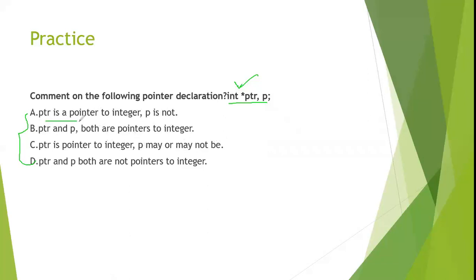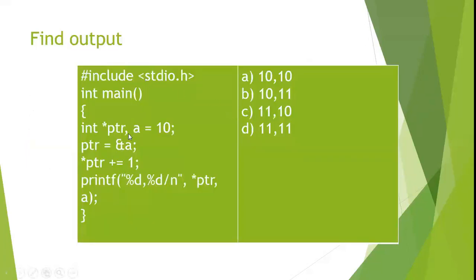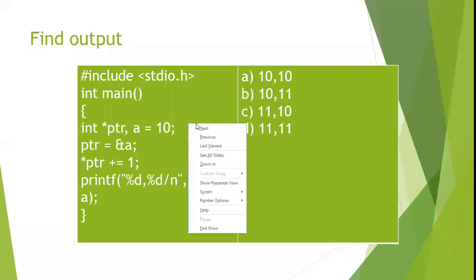Yes, pointer is a pointer to integer and P is not a pointer. Correct. So this is like a program, and you have to find out what the output will be accordingly. I'll give you the slides and you can just look into it, get the outputs and solve this.